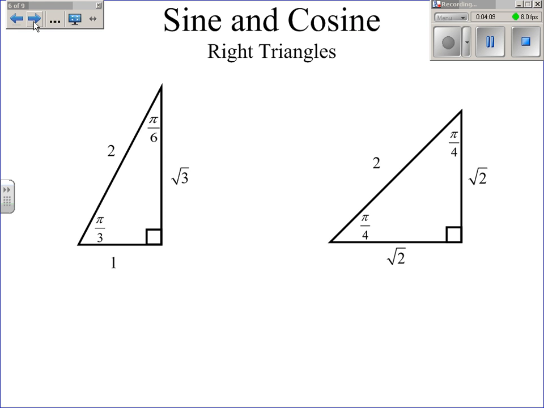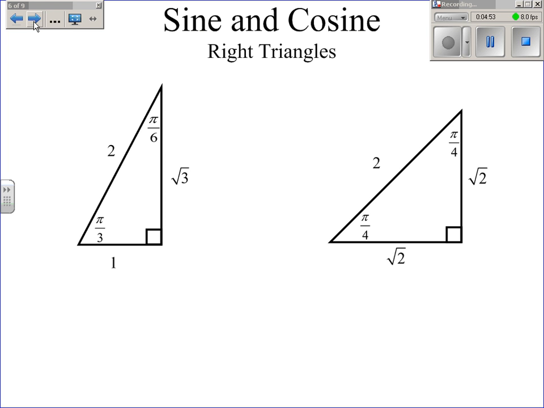Because of reference angles, we only need to know 3 values for sine and cosine. Here are 2 common right triangles that we will use for sine and cosine. In the left one, we have angles measuring pi over 3, pi over 6, and pi over 2, the right angle. Corresponding side lengths of 1, square root 3, and 2. The right one is an isosceles triangle with angles measuring pi over 4, pi over 4, and pi over 2. Corresponding side lengths of 1, 1, and square root 2.